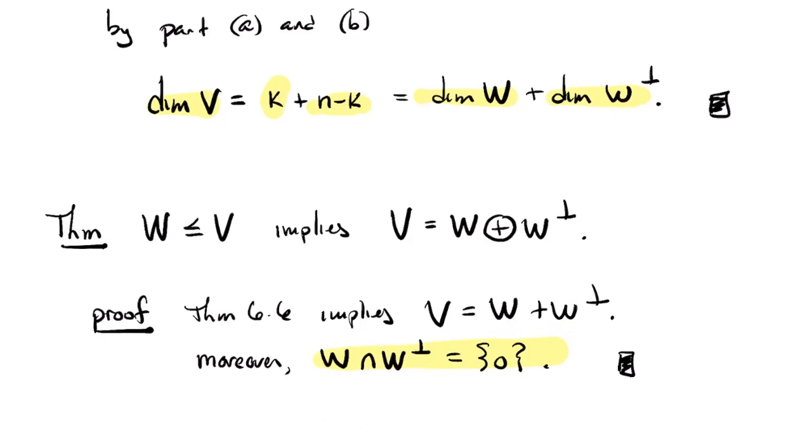So if your sum is all of V and your intersection is 0, that's what we mean by this direct sum. So it's another way of seeing that the dimension of W plus the dimension of W perp is the dimension of V. In fact, they're direct summands.